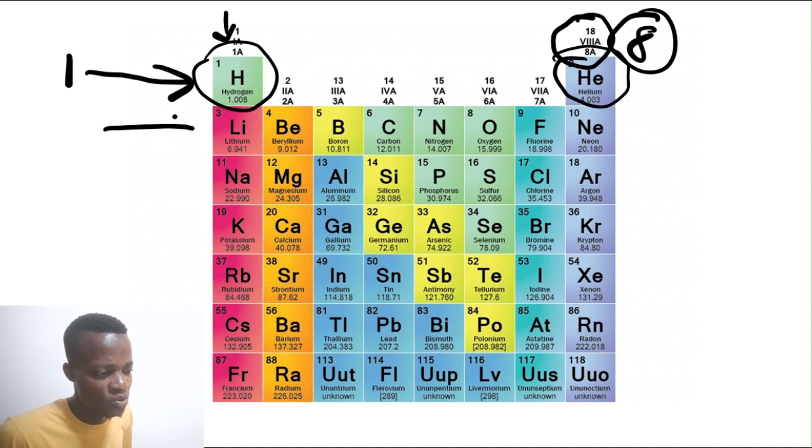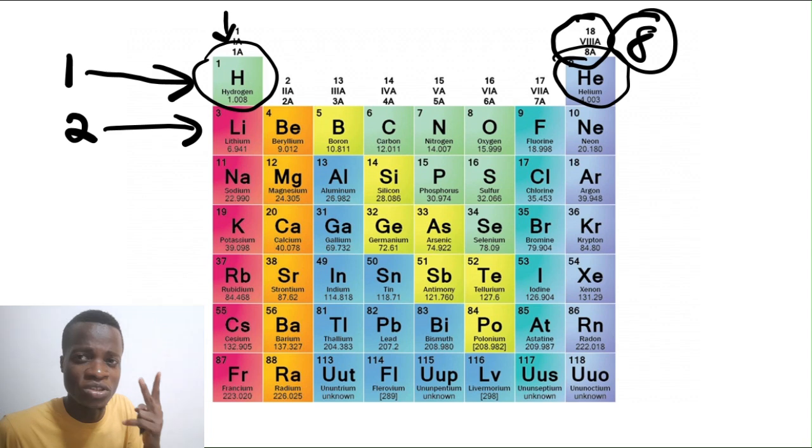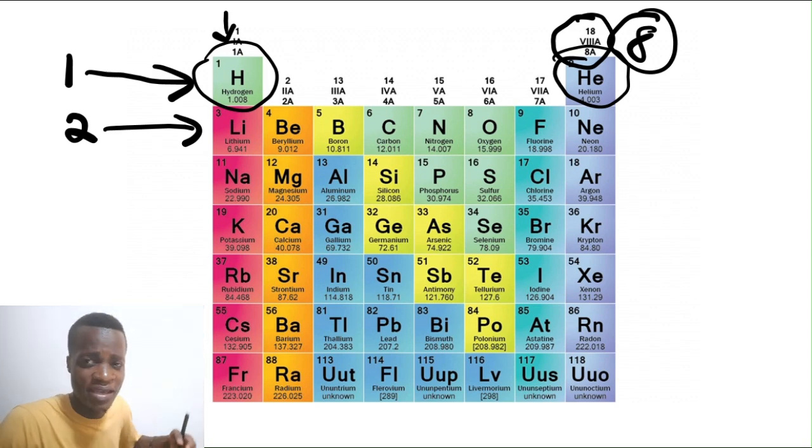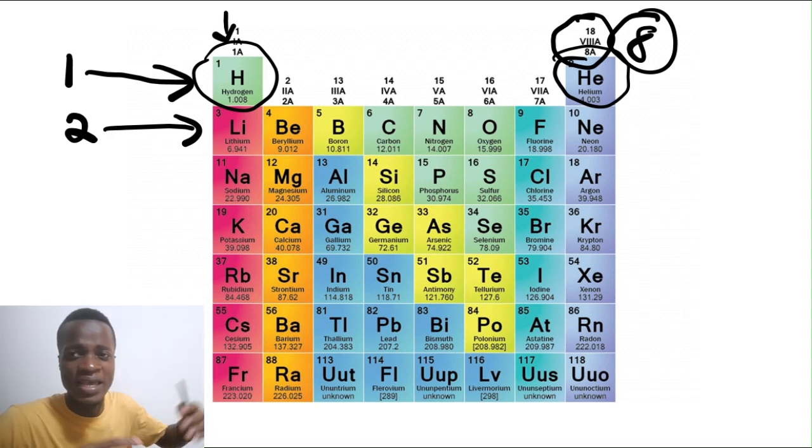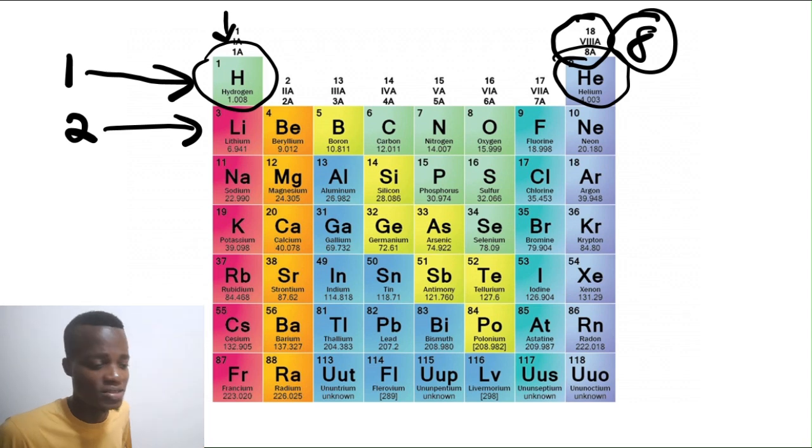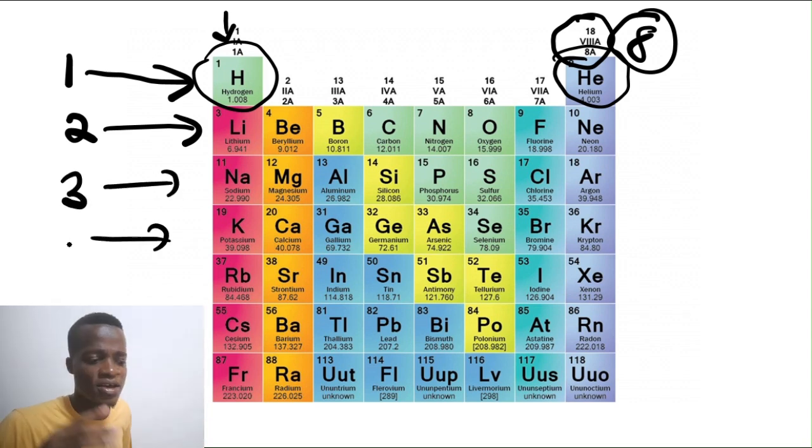But if you come to the next one, this is period 2. For period 2, they need to have what? 2 shells. So they have the inner shell, the K shell, and the L shell. The K has 2 electrons, and the L shell wants to have what? 8. I need to have a maximum of 8, right? So period 3 also has what? 3 shells. Period 4 elements have 4 shells. In that order, I go down.